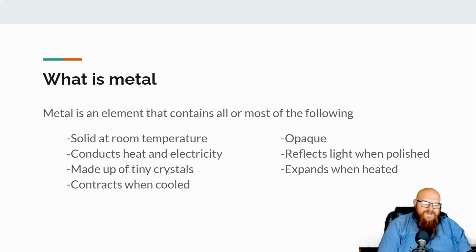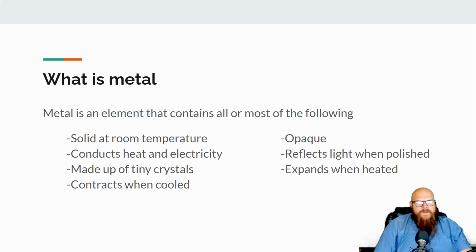Opaque means that you cannot see through them. So it's kind of clear, kind of cloudy. And a lot of metals, we can't do that. I don't know if there's a metal that is not opaque. I'm kind of curious, so now I'm going to probably look it up. But opaque means that we can't see through it.